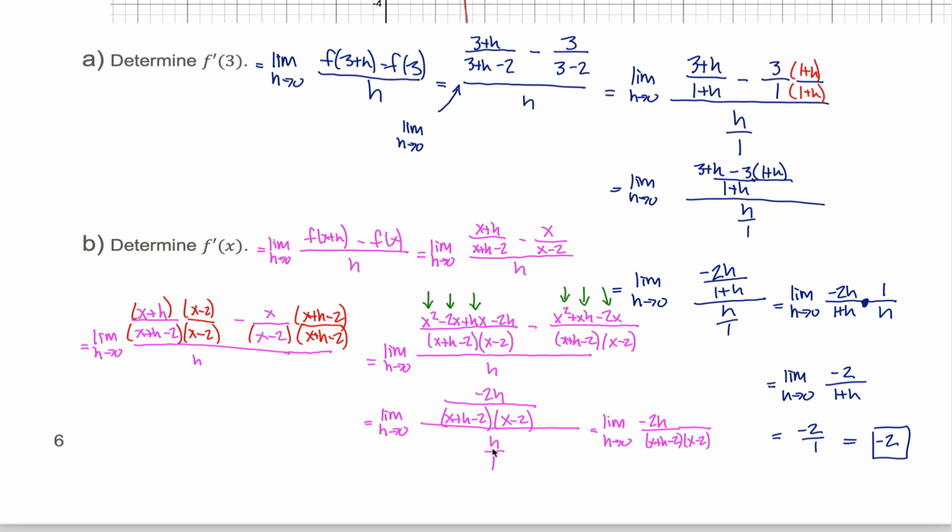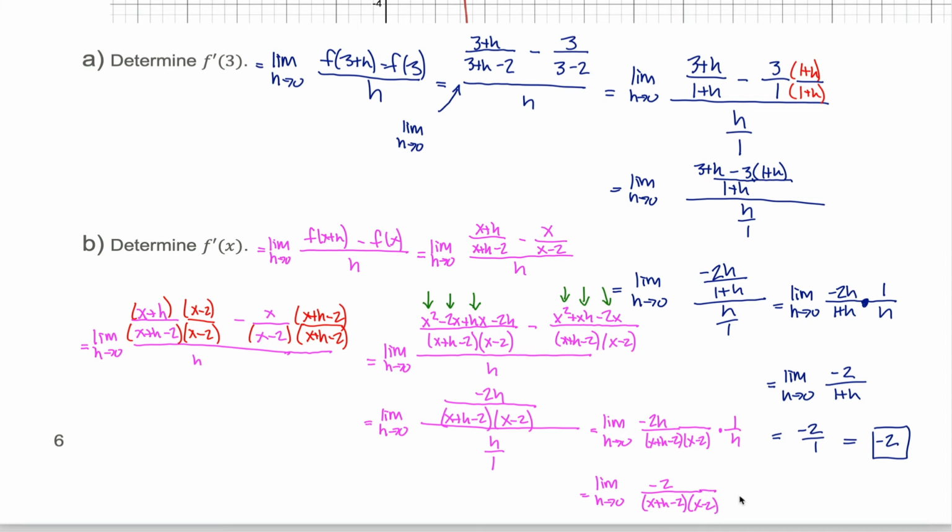And then instead of dividing by h over 1, I'm going to multiply by 1 over h. Dividing by a number is the same as multiplying by its reciprocal. Dividing by 3 is the same as multiplying by 1/3. But by writing it this way, it's easier to see that this h and this h are going to cancel out, and what I'm left with is just the limit as h approaches 0 of negative 2 divided by x plus h minus 2 times x minus 2.